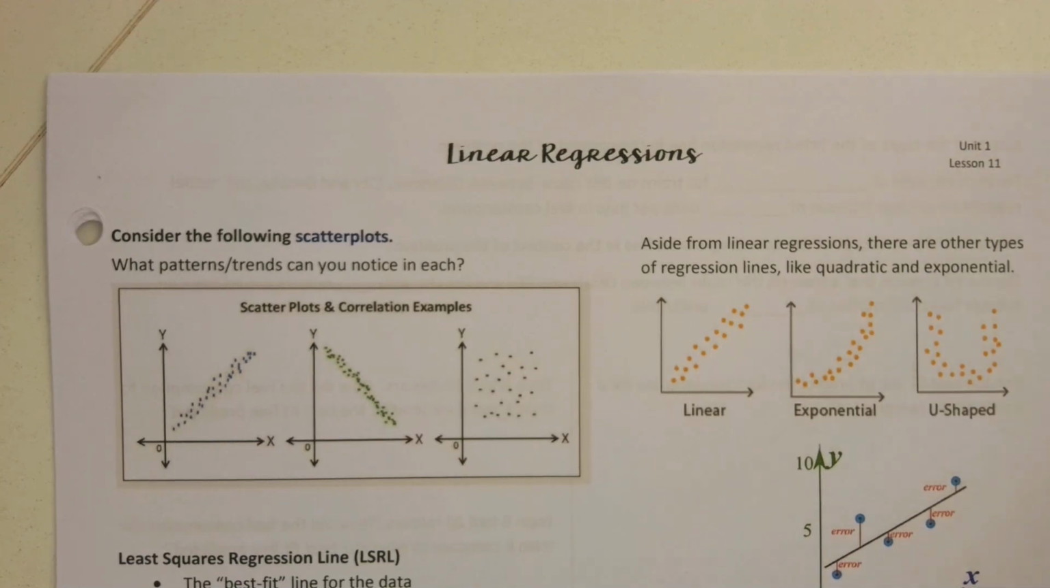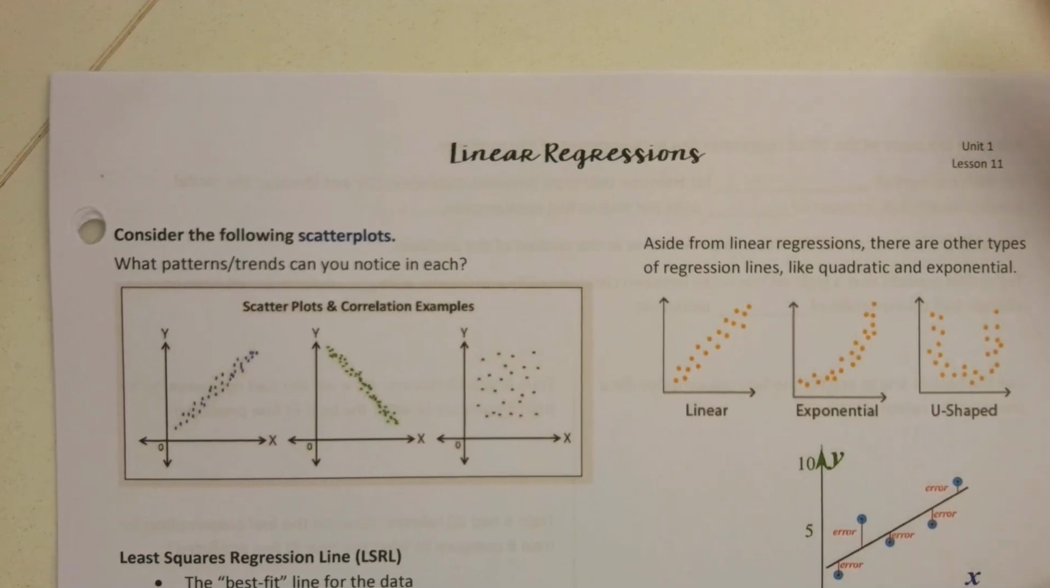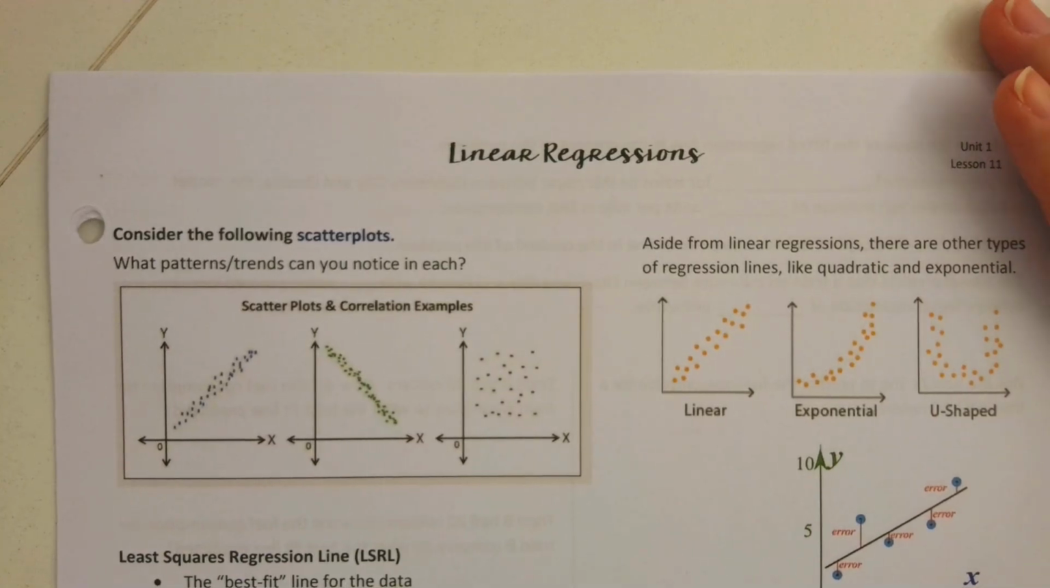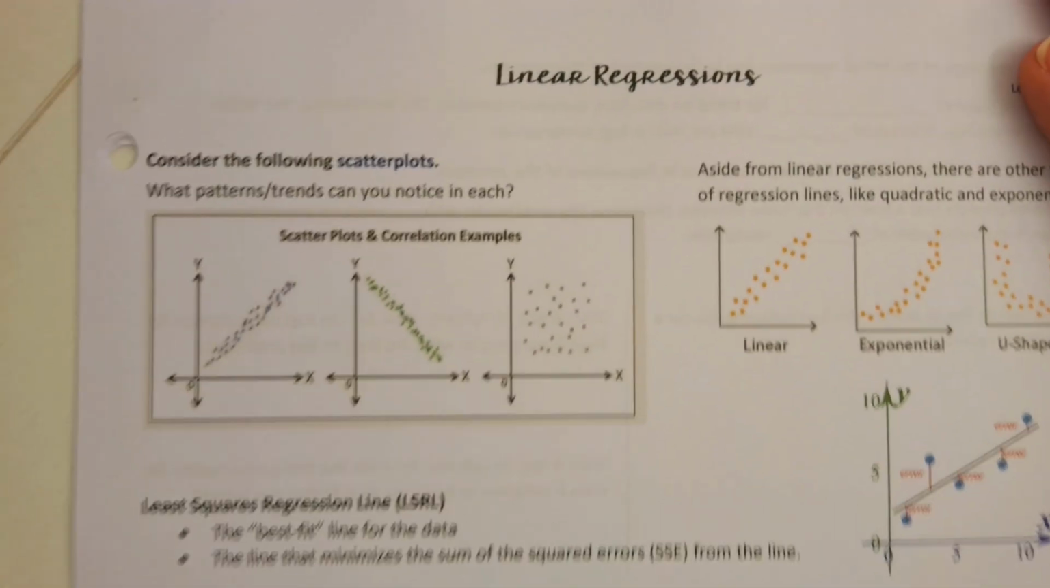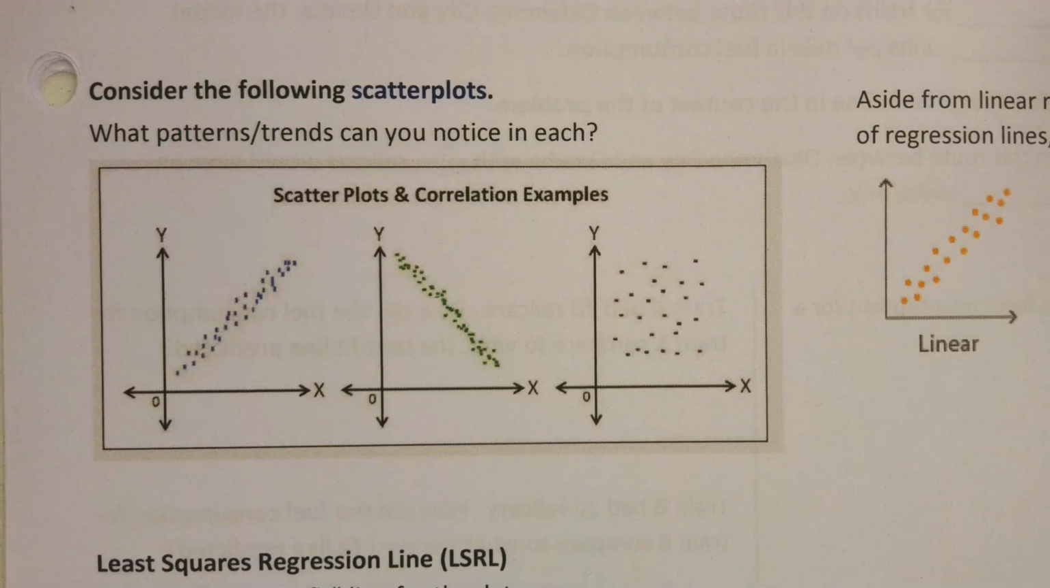Not only are we going to talk about linear regressions, but we'll also look at some scatter plots, because when you first learn this, you're doing it by looking at scatter plots. So when you look at these scatter plots right here, each of them has some sort of different pattern or trend that you can see in it. And you do this in Algebra 1.